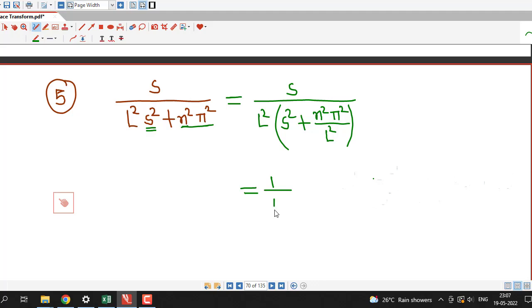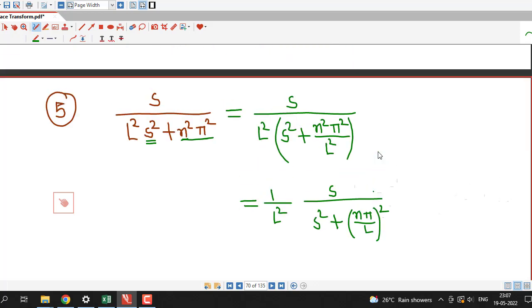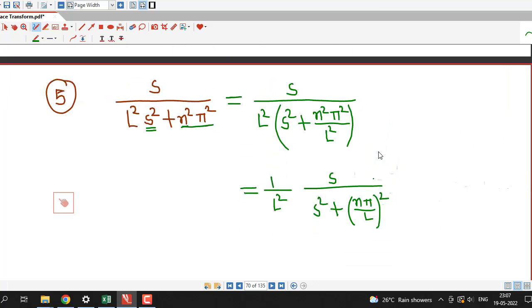This 1 by L square is a constant now, and this I can rewrite as s divided by s square plus some constant square, n pi divided by L whole square. And we know that the inverse Laplace transform of s over s square plus a square is cos at. So now we can use this formula with a equal to n pi divided by L.